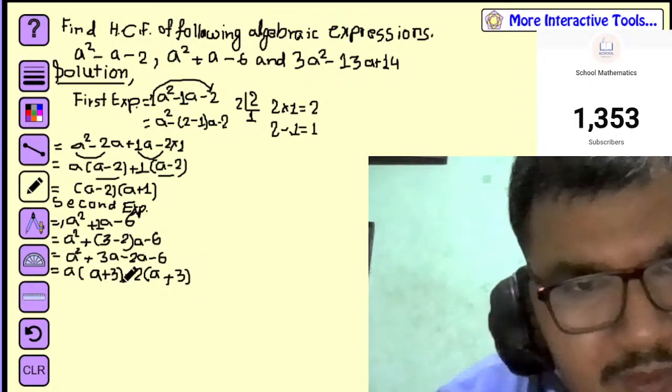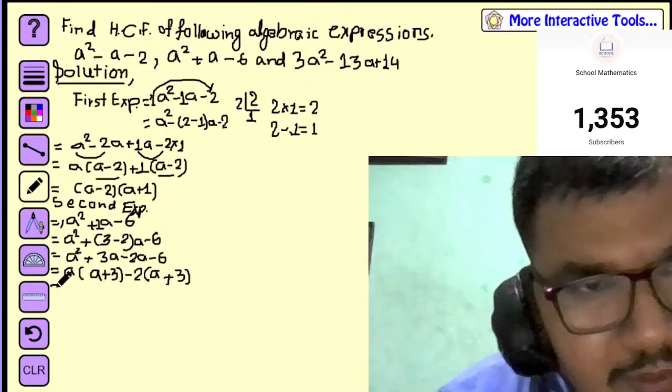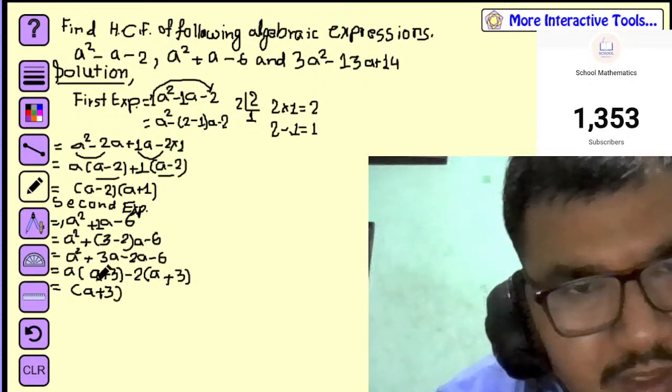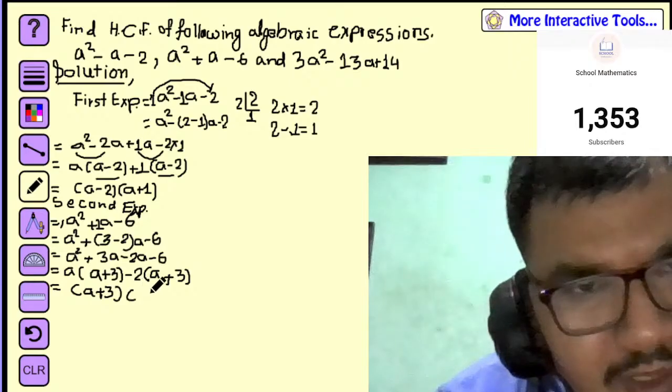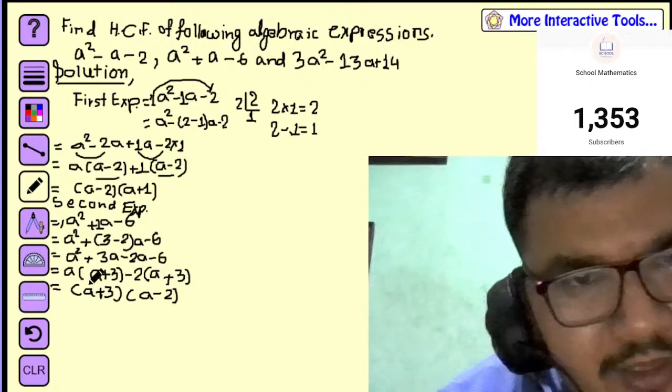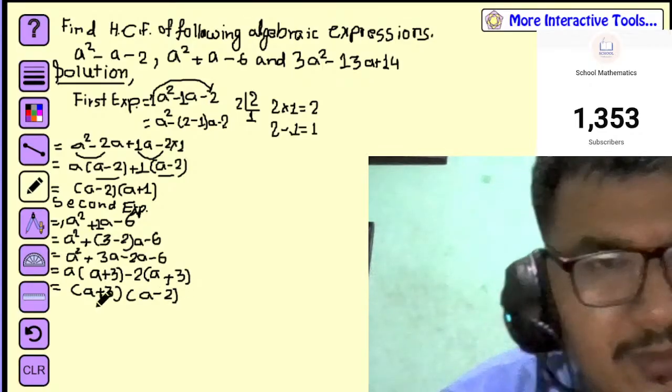Now look, this a plus 3, a plus 3 same, then again we can take here a plus 3 as a common, okay. Take here a plus 3 as a common, and what is remaining here? Here is remaining a, one term remaining, put in another bracket, and minus 2 is remaining there. This is a plus 3 common, a minus 2 is remaining.